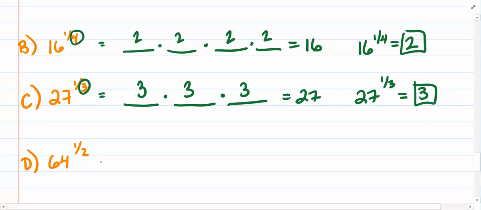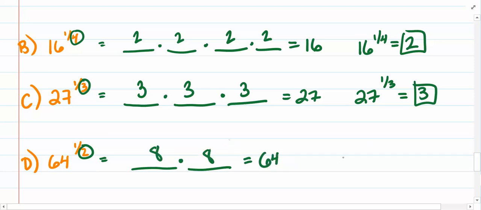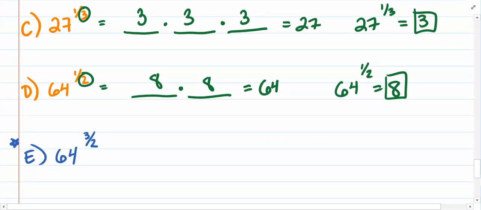64 to the 1/2 power. That means, what number do I multiply by itself twice to get me back 64? Hopefully you realize that number is just 8. So therefore, 64 to the 1/2 power is the number 8. It's the same exact thing as the square root of 64, by the way. The principal square root, anyways.